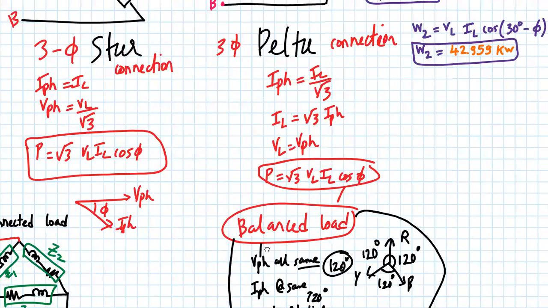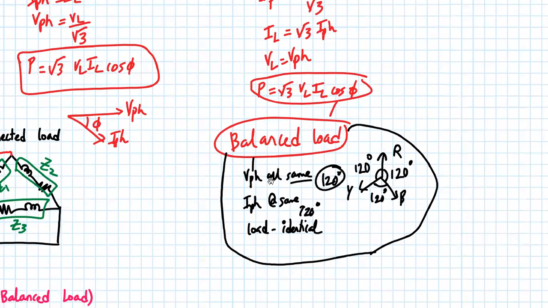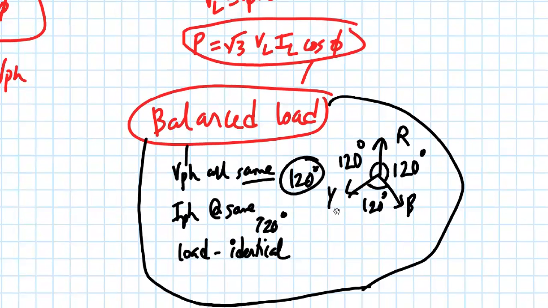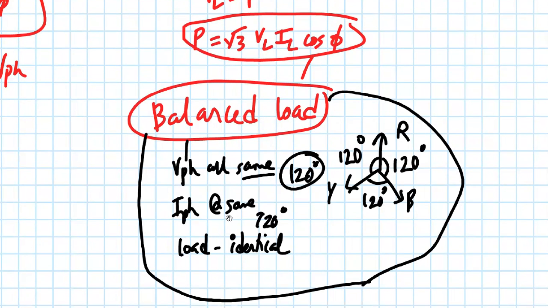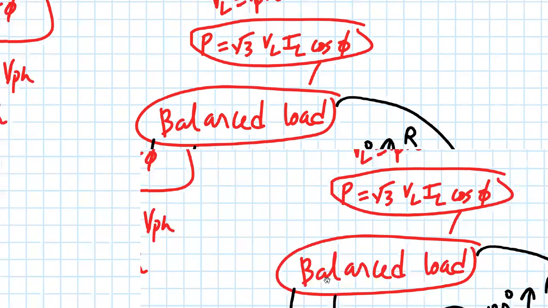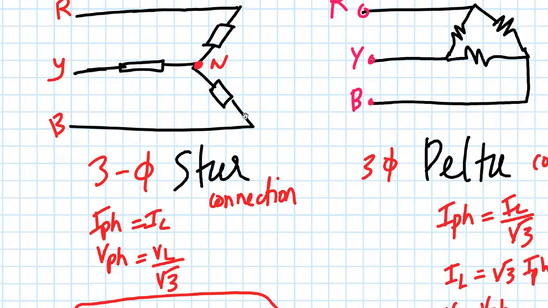Balanced load means the following: the phase voltages in a circuit are the same and they are separated by 120 degrees, as you can see over here clearly. R, Y, and B phase are separated by 120 degrees each. The phase current is also the same, but separated by 120 degrees, and the load is identical. So let's say you have considered a star connected load, with RL, RL, and RL. All their values are the same. That is what you mean by balanced load.